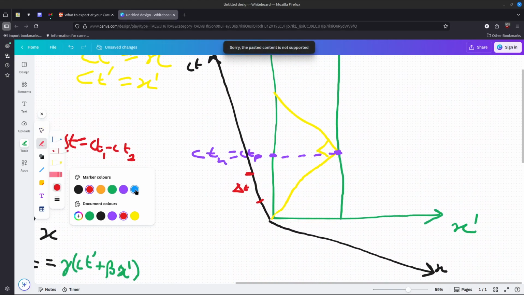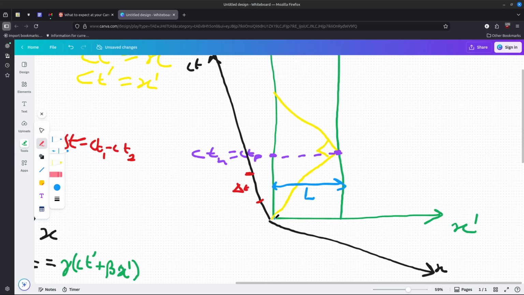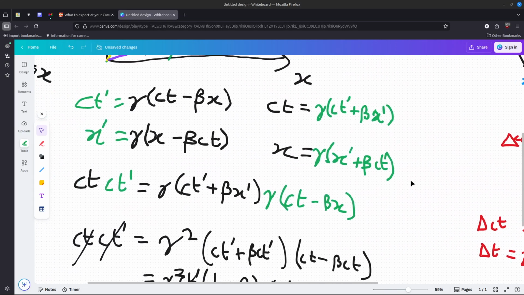Do I have any more colors left? Yes, I do. So let's say we have the length of the train, which we're going to call big L. Now, big L is going to be x2 minus x1. So L equals x2 minus x1.